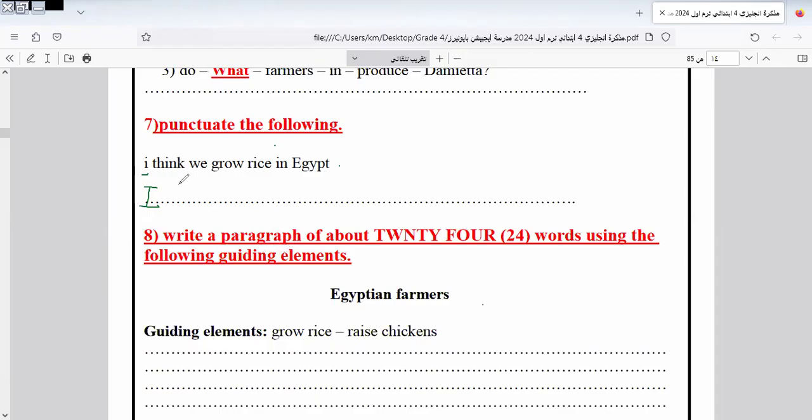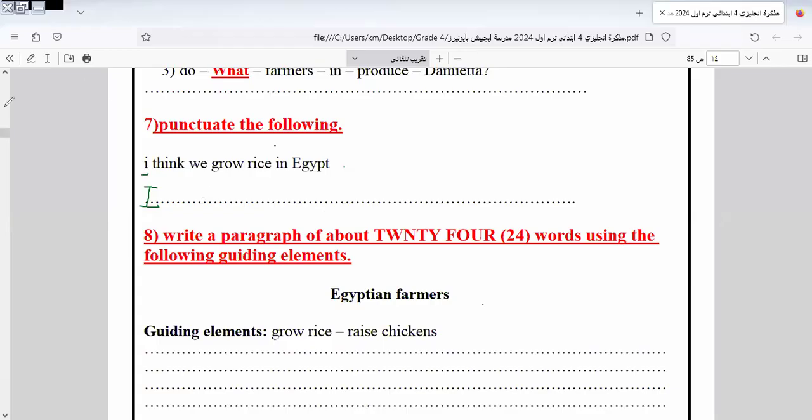If this is a question, I put a question mark at the end of the sentence. So the answer will be: I think we grow rice in Egypt. Okay, and I put the full stop at the end of the sentence, like this. Here we have a full stop.